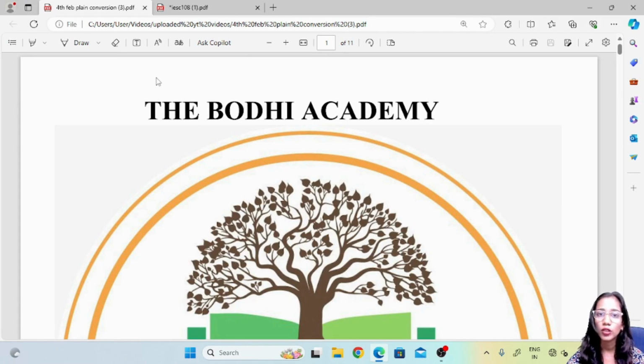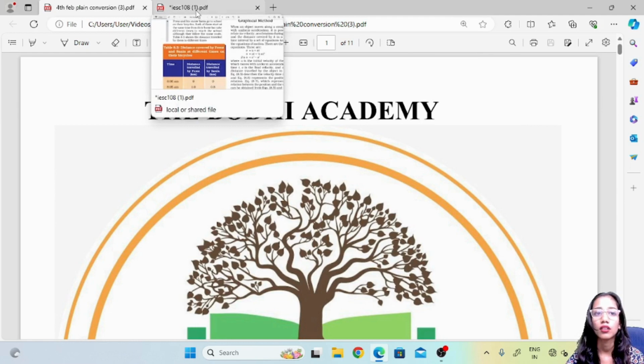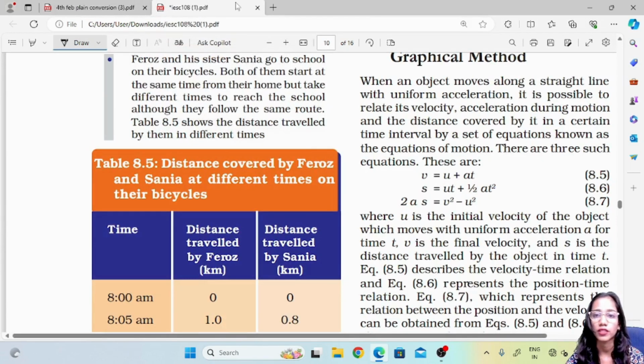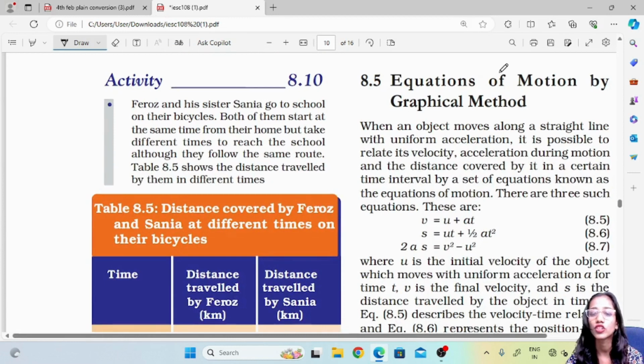In the last video, we were doing the chapter from 9th standard science textbook, that is chapter number 8, motion. Today we are going to do the last part of the chapter. We will see what are the different equations of motions and how do we apply these equations of motions to solve and to find out various measurements.